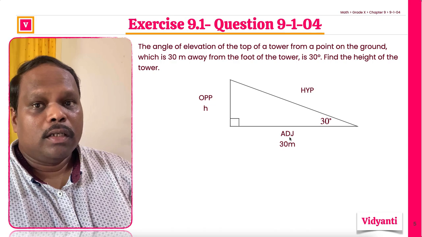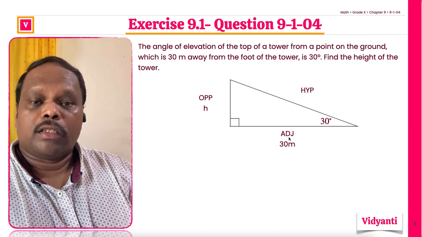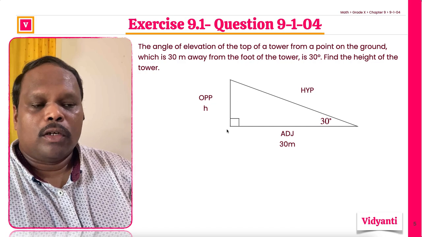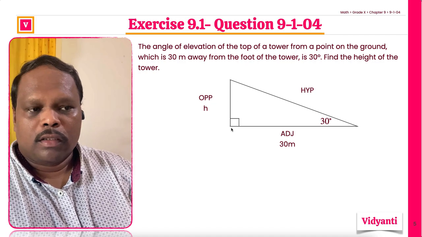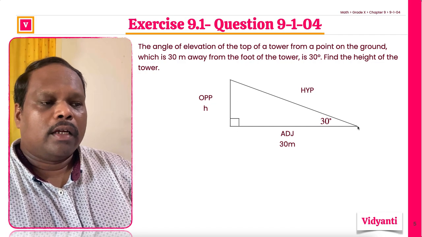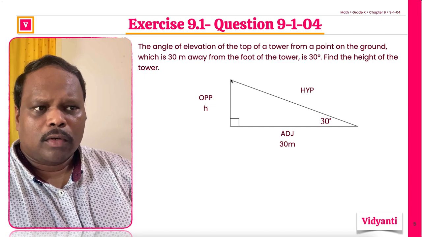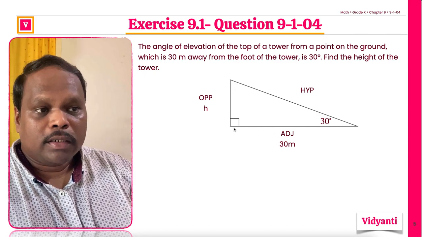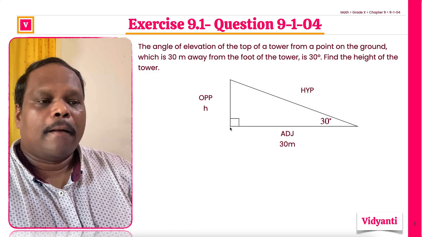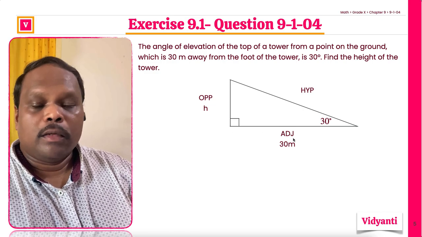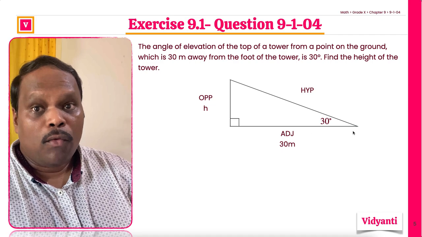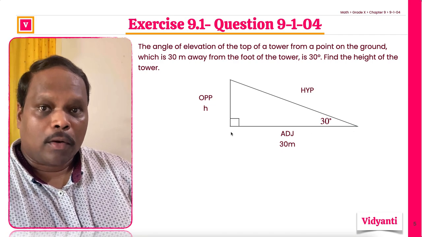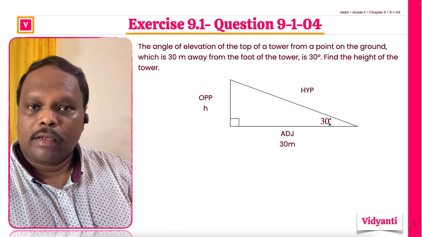Now let's see what is given and what is required. 30 meters away from the foot of the tower. Now, if this is the tower, then this will be the foot of the tower. And the person who is looking at the top of the tower, this is the top of the tower, and the person is somewhere here. That person is 30 meters away from the foot of the tower. That distance will be measured along the ground. So in this case, this angle is 30 degrees.